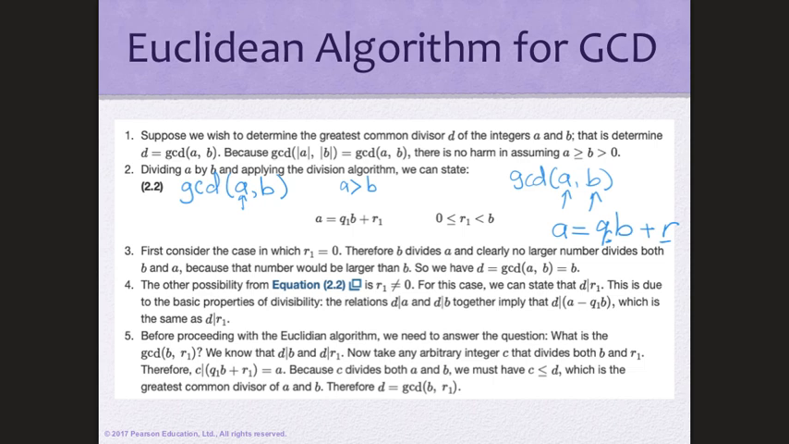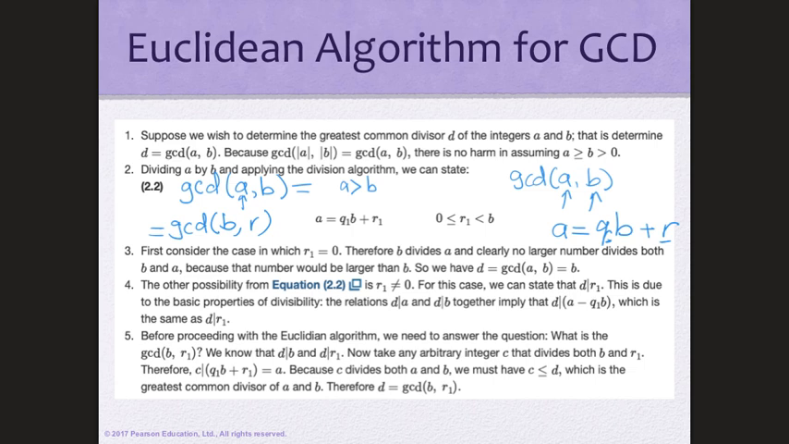Interestingly, Euclid says, and that's easy to prove, by the way, and we'll try to prove it now, that the greatest common divisor of A and B is also the greatest common divisor of B and that remainder R. So this guy is equal to this guy.